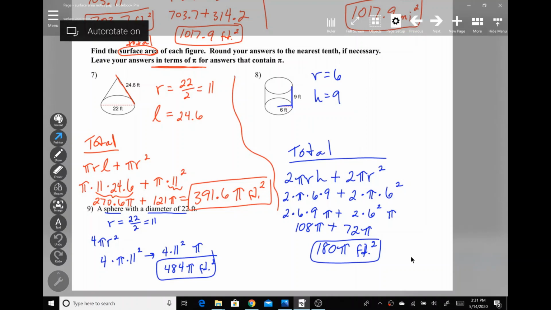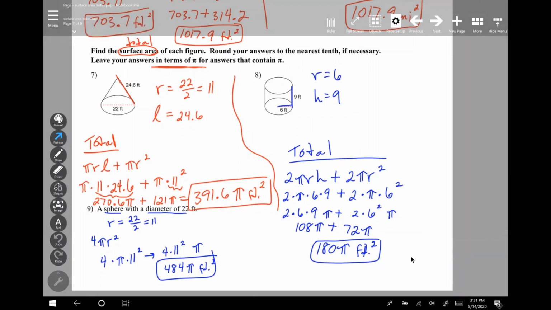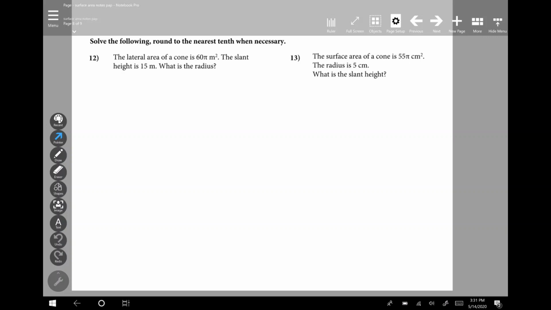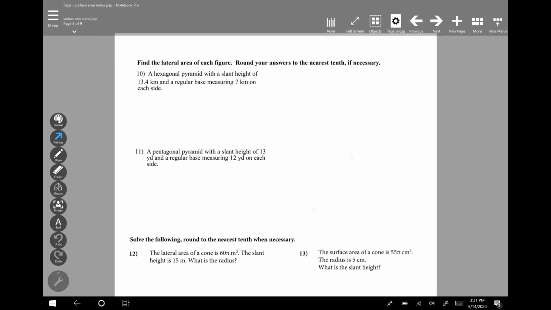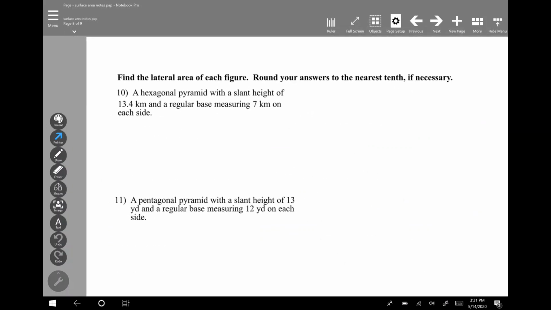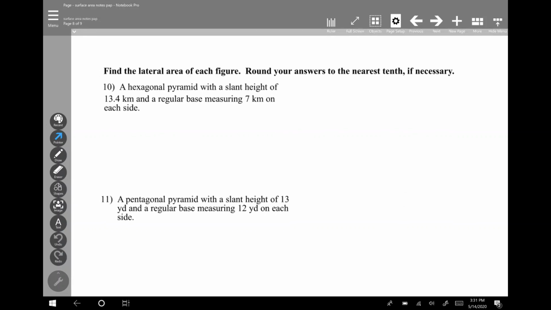Alright, so we've just covered basic surface area, nothing fancy. What we're going to do now is go on to a little bit more complicated things. The first one here says find the lateral area of each figure, and round your answers to the nearest tenth if necessary. We have a hexagonal pyramid in this one and a pentagonal pyramid. Now we're only finding the lateral surface area.